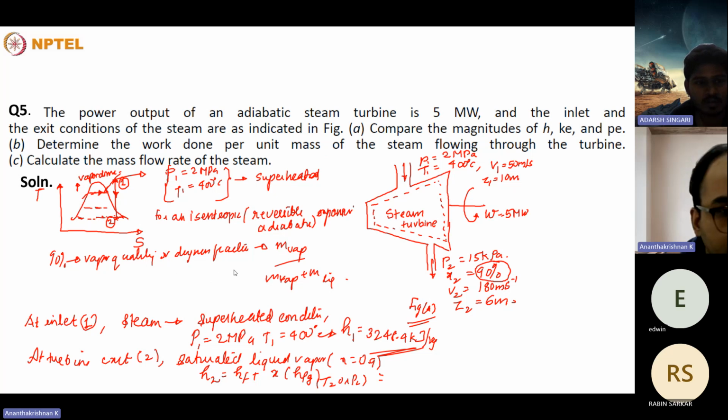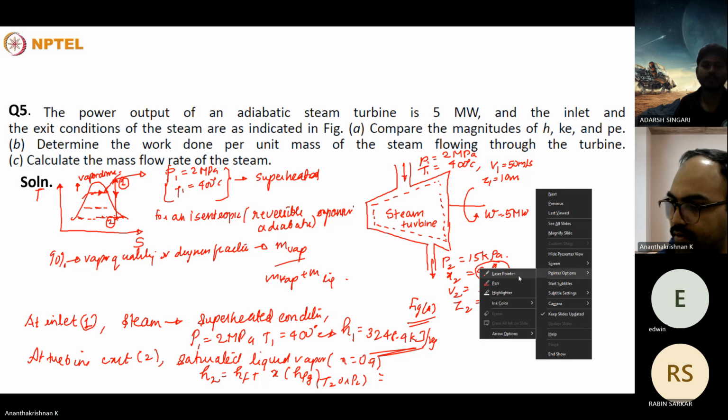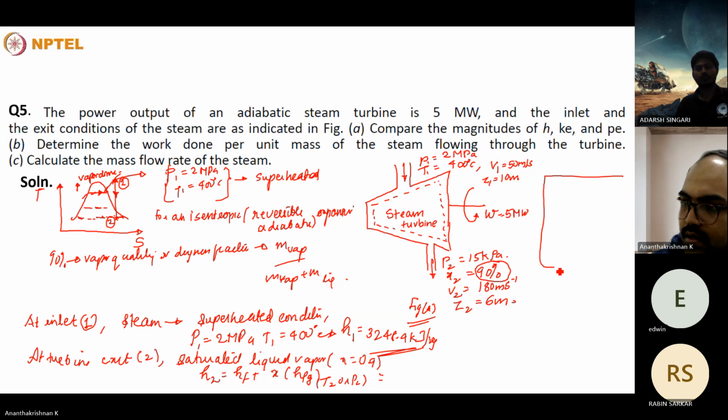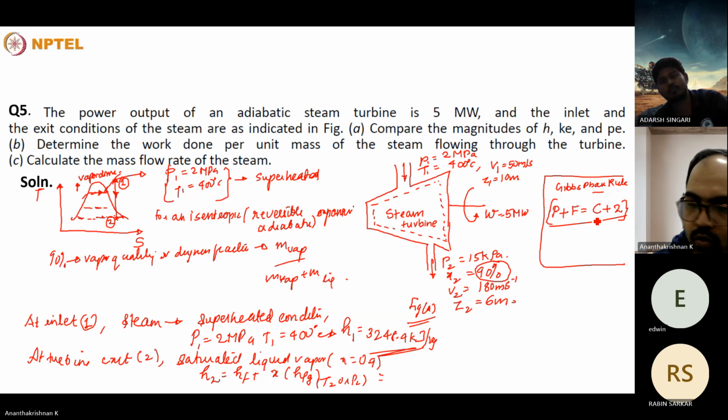Right. Sir, briefly on phase and chemical components. Yes. So the Gibbs phase rule, right? Okay, just 1 second. So for non-binary cases, we can write P plus F is equal to C plus 2.